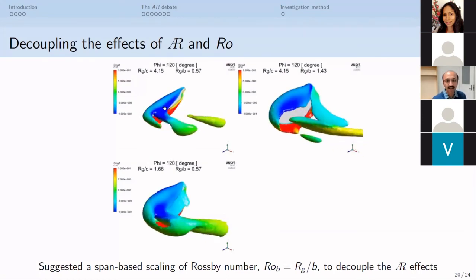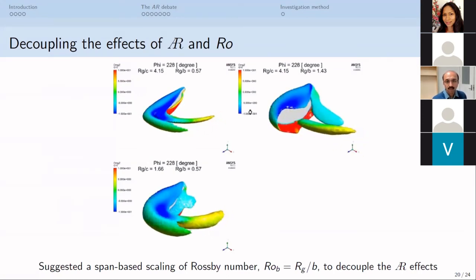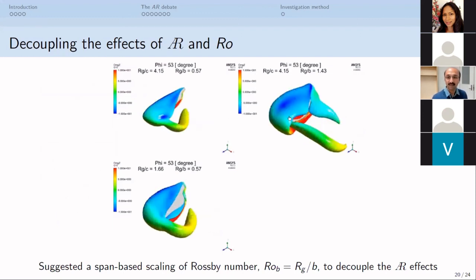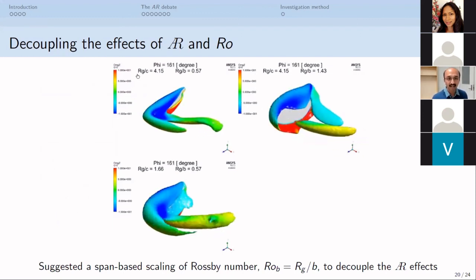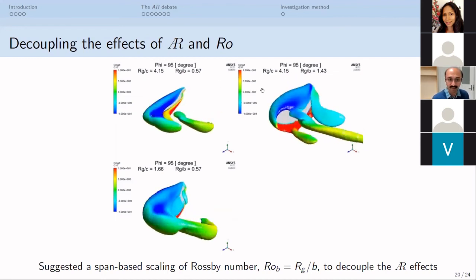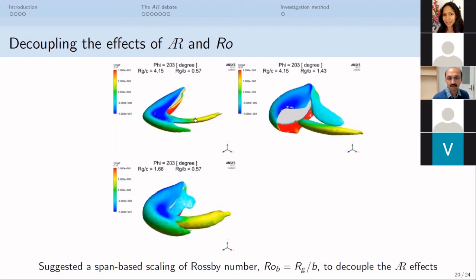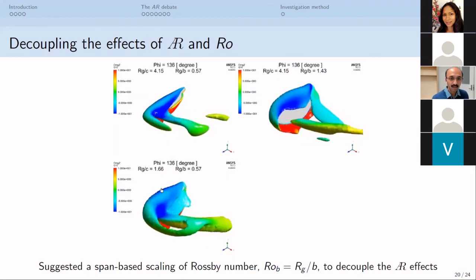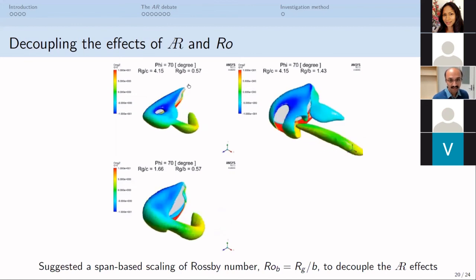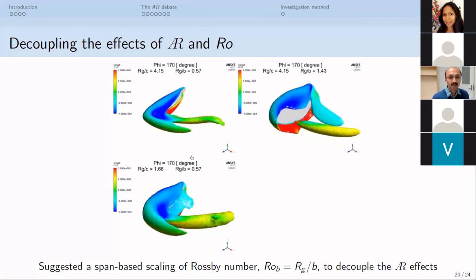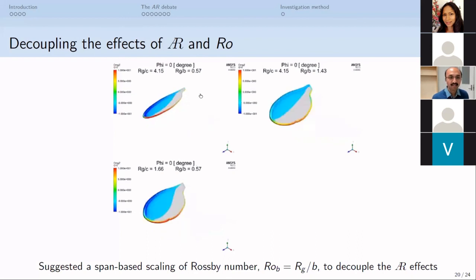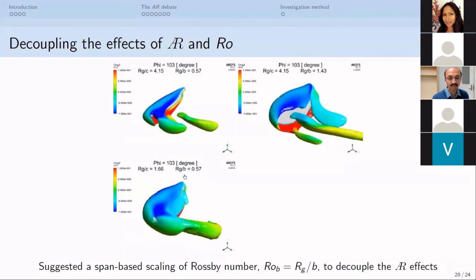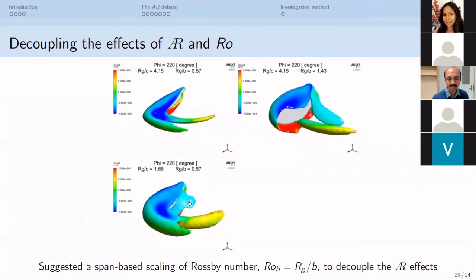So at the top, there are 2 different aspect ratios rotating at the same Reynolds number and the same R_G on C. So R_G on C is the traditional definition of the Rossby number. And you can see the vortex structures are totally different. But now, if you look at the first column up and down, these are rotating at same R_G on B, the span-based Rossby number. So this is what we have now proposed, and with these Rossby numbers, the vortex structures are again similar.